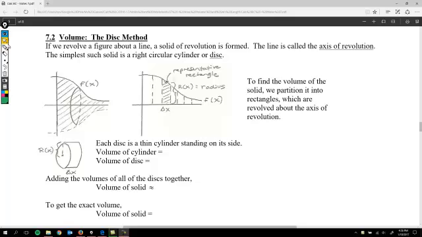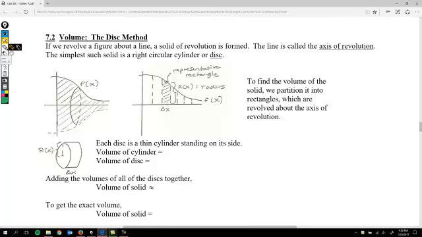Hi everyone, we are continuing with volume, but this time we are talking about the disk method. Last time we popped up shapes, and this time we're going to be rotating. The idea is I'm given some function, and I'm going to take this and rotate it about some line that they tell me to. In this case, I'm rotating it about the x-axis, so I get a solid right here.